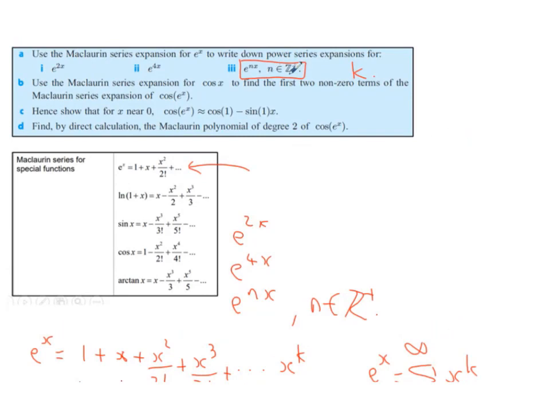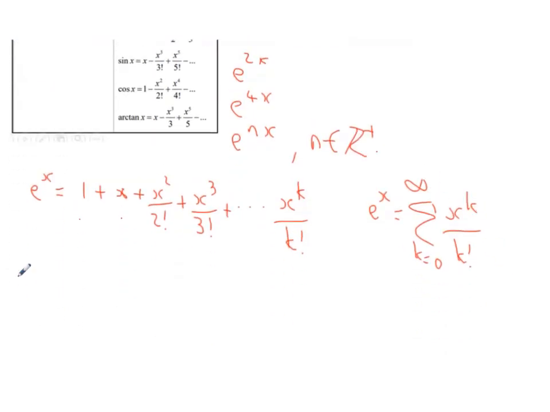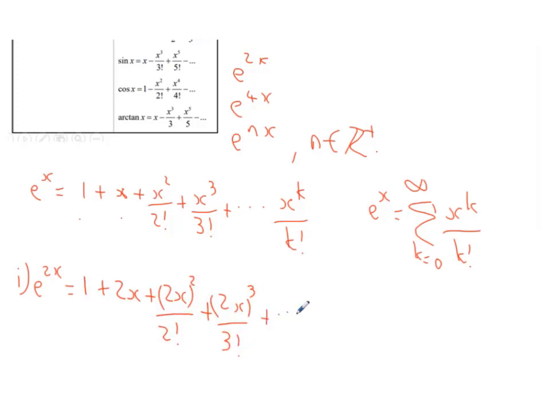Let's get the labeling on the questions right. We've got part 1, part 2, and part 3. For part 1, e to the 2x, all we're going to do is write out the same series, use the e to the x Maclaurin series, but replace x with 2x. So it's going to be 1 plus 2x plus (2x) squared over 2 factorial plus (2x) cubed over 3 factorial plus, and it's going to be (2x) to the power k over k factorial.